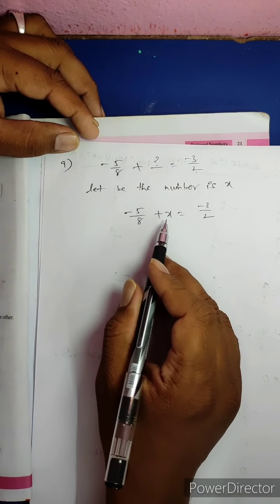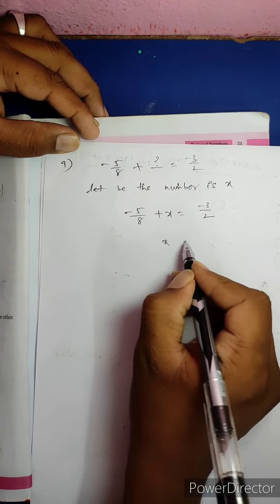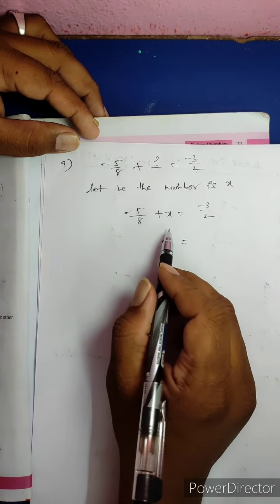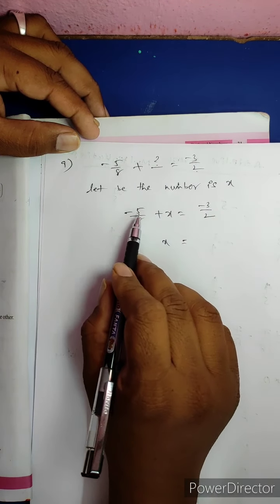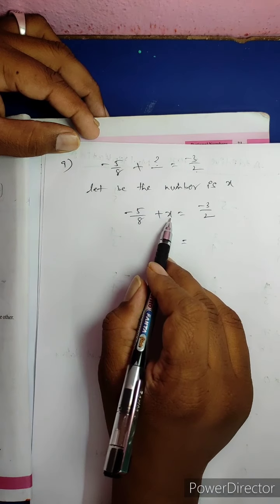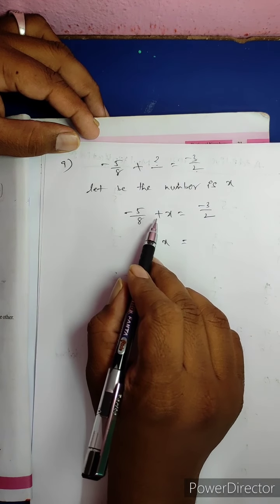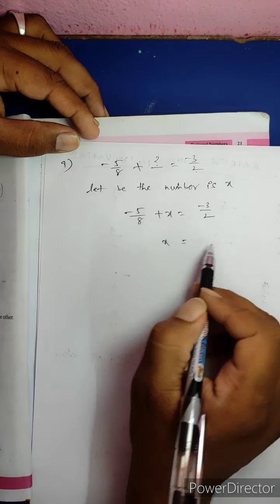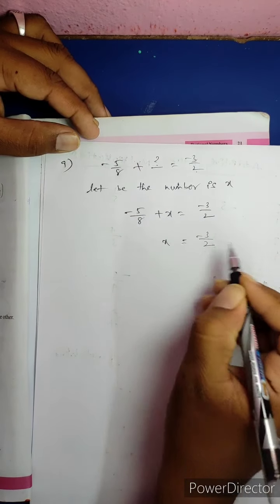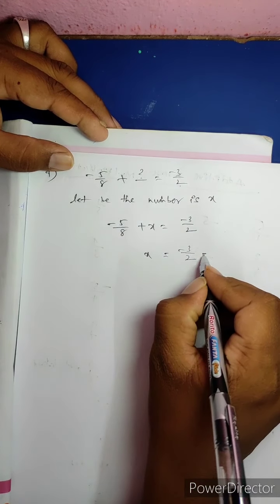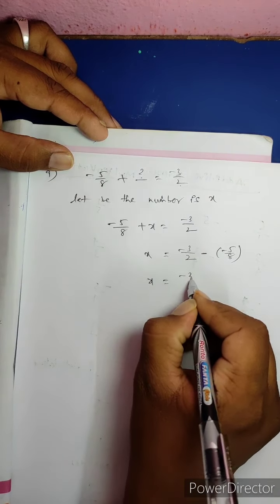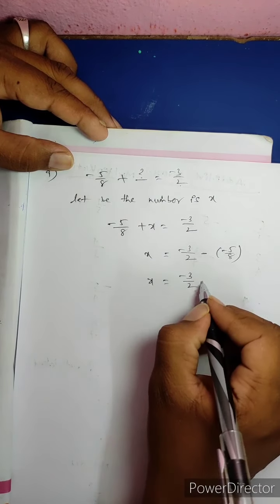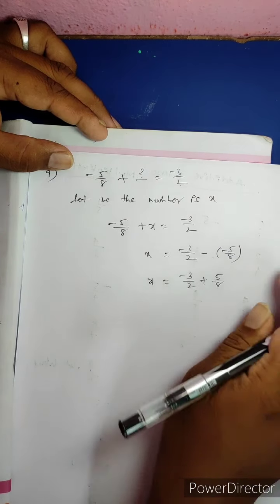Now take x as the subject, meaning whatever numbers are with x, send them to the other side. The relation between -5/8 and x is addition. Sending this number to the other side, it changes to subtraction: minus of -5/8. Now x = -3/2 - (-5/8), minus into minus is plus, so x = -3/2 + 5/8.